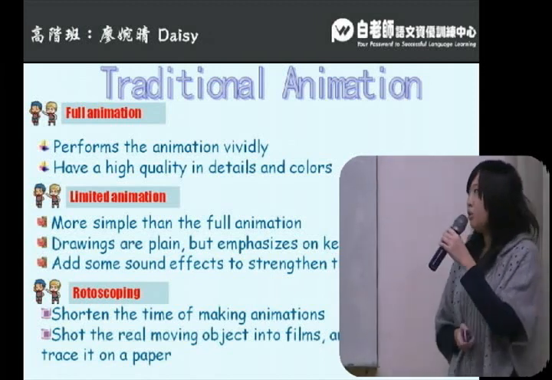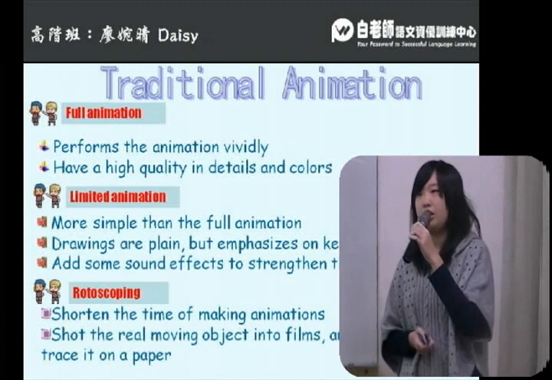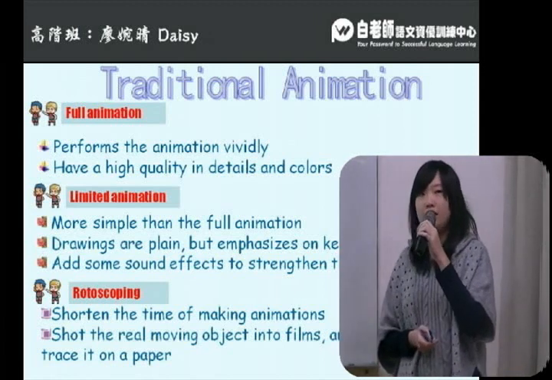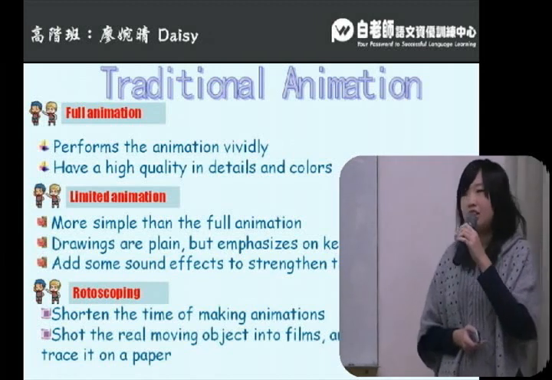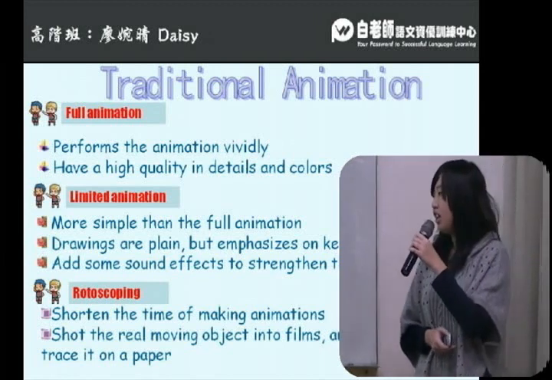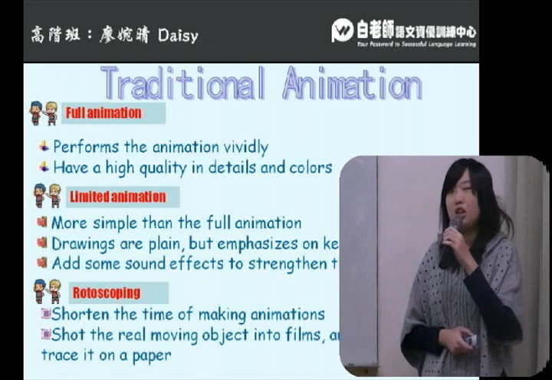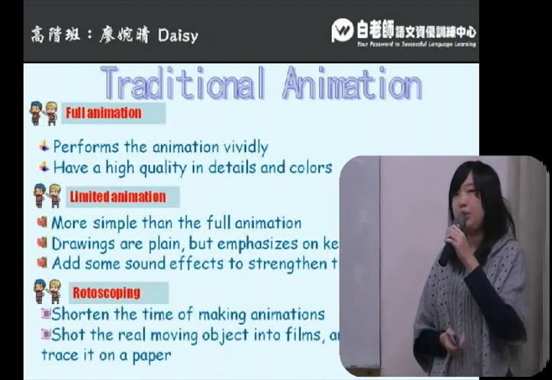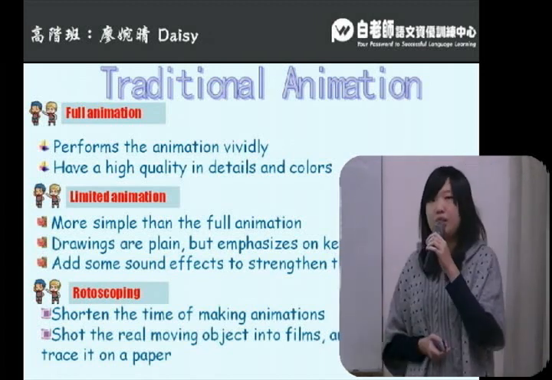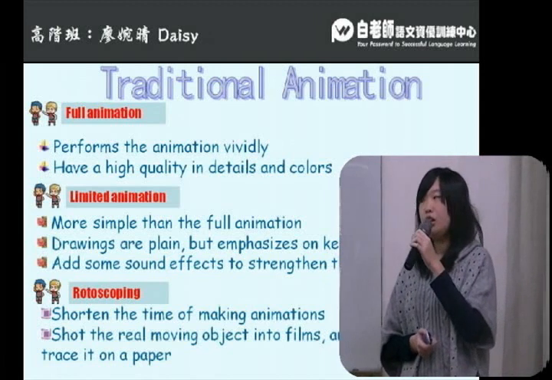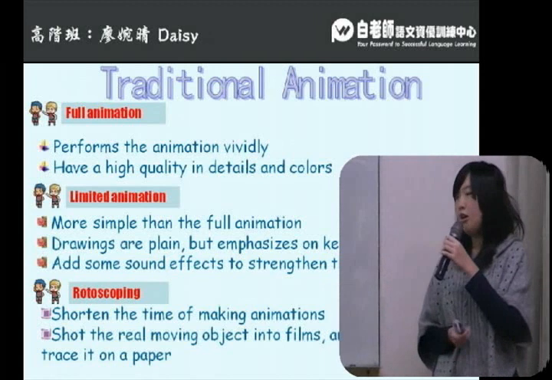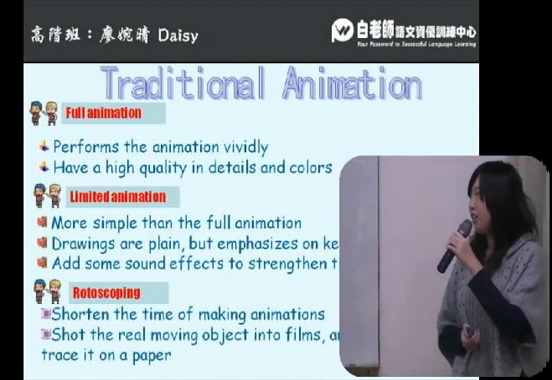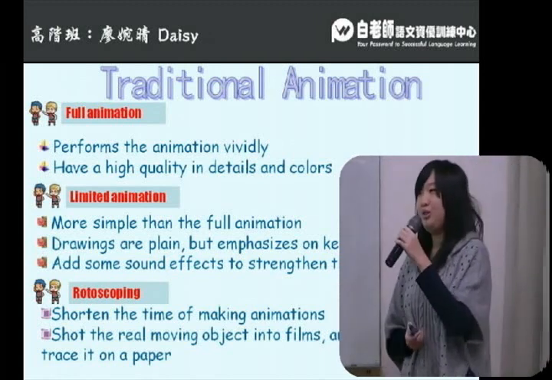The next one is the rotoscoping. The rotoscoping is a kind of technique that shortens the time of making animation. It shoots real moving objects onto film and uses a pencil to trace the film on paper, so it can make an anime.